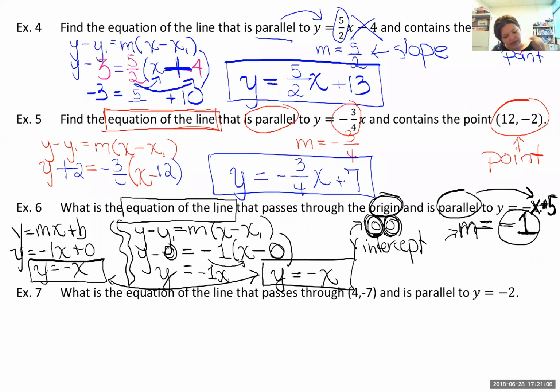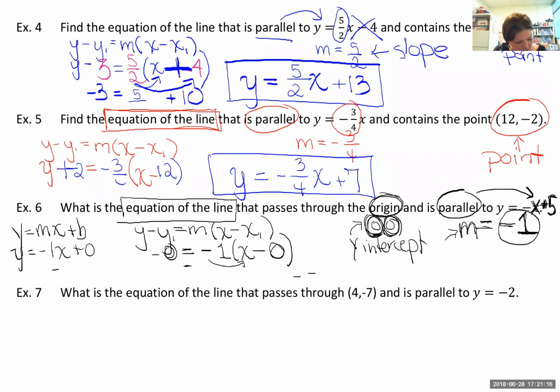Okay, last one and then we're done. I've been asked, what is the equation of the line? I found out that it passes through this thing. What is this thing? Of course, that's a point. Is it a y-intercept point? No, there's no 0 in the x value, so it's just a normal regular point. And is parallel to y equals -2.